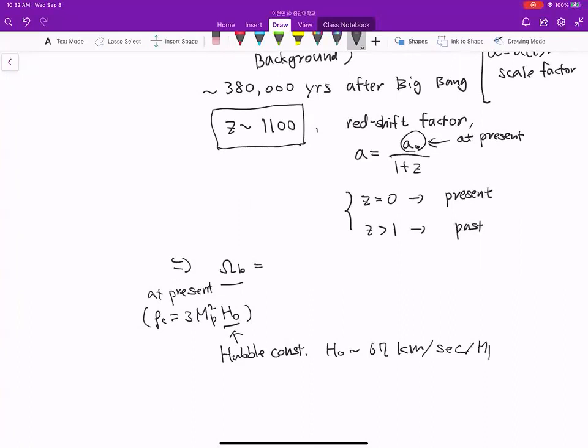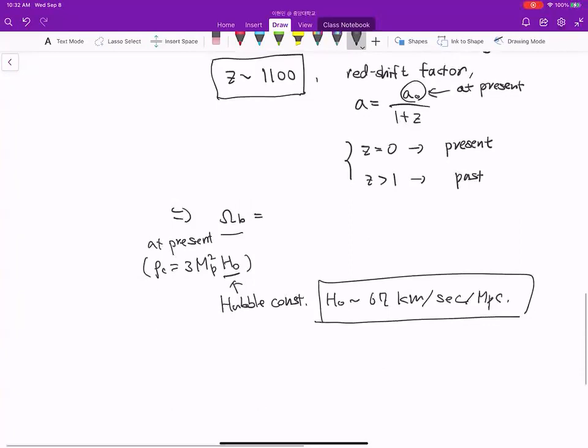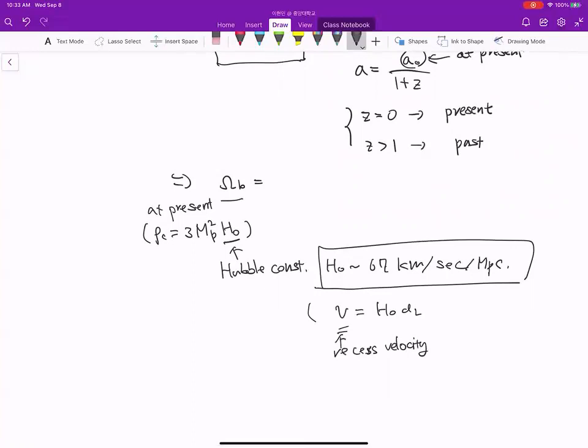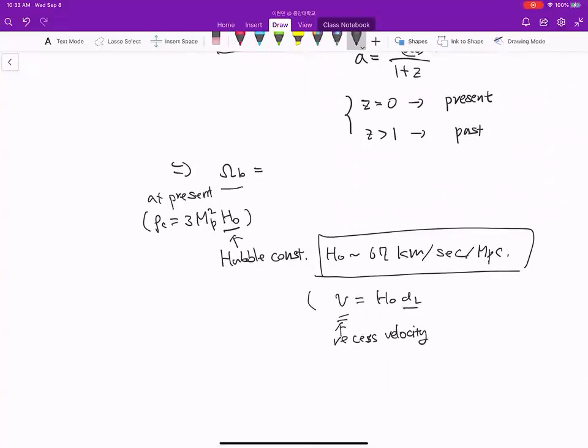So for this Hubble constant, let me write the Hubble law. This is the Hubble law, right? That's the velocity, the recession velocity of a galaxy. Galaxies are moving away from us at a certain velocity proportional to the luminosity distance from us, and in this linear relation, the proportionality constant H0 is the Hubble constant. This is the Hubble law.